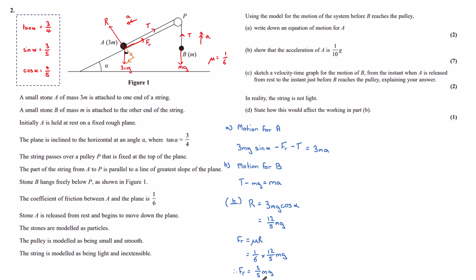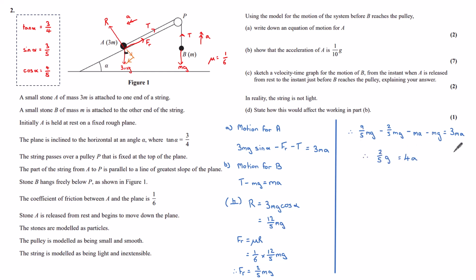I now have something for friction and a substitution for tension. So I can rewrite this equation in terms of mg and a. So substituting in the values I've got, 3mg sine alpha is 3 times 3/5, which is 9/5. So I have 9/5 mg minus friction, which I've found to be 2/5 mg, minus T. T, of course, is ma plus mg, so that's minus ma minus mg, and that's equal to 3ma.